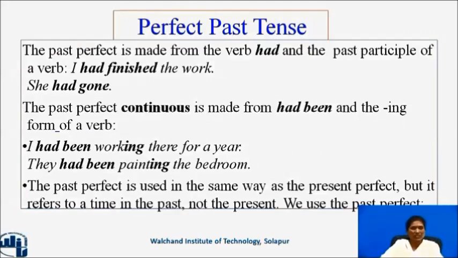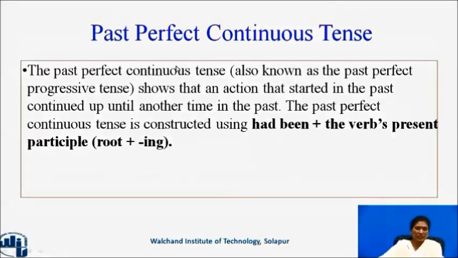The past perfect is made from the verb had and the past participle of a verb. I had finished the work. She had gone, I had left. Past perfect continuous tense: the past perfect continuous tense, also known as the past perfect progressive, shows that an action that started in the past continued until another time in the past. The past perfect continuous tense is constructed using had been plus present participle.